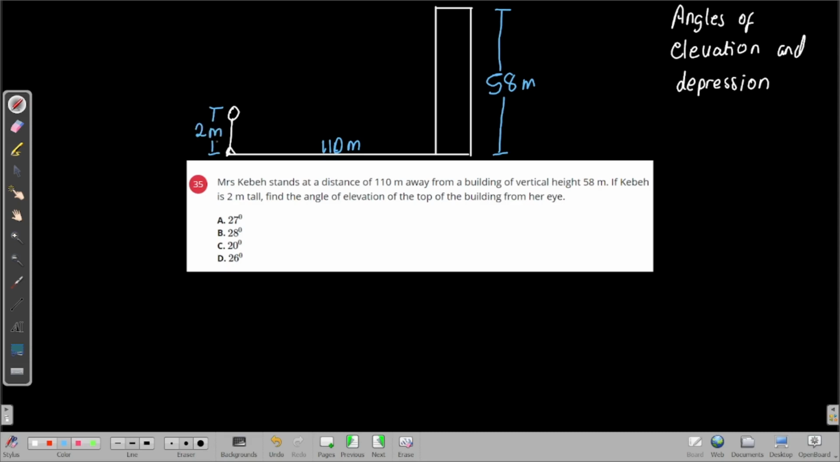Find the angle of elevation of the building from the top of her eye. Her eye is at the top of her head. So I'm just going to draw an imaginary line from our eye to this building.